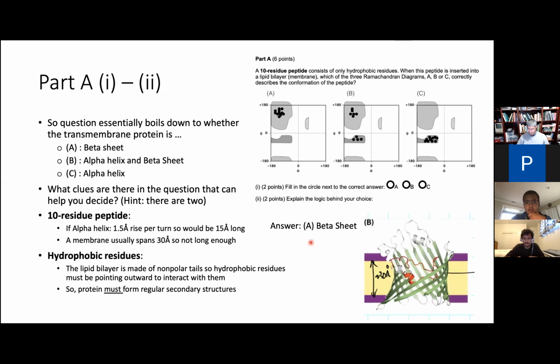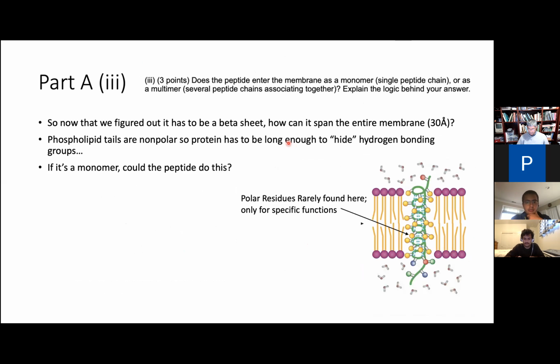And moving on, this question had a third part. This one asks, does the peptide enter the membrane as a monomer, or just a single unit, or a multimer? In the chat, so this would be a beta barrel. Yeah, that's actually the answer to this question.